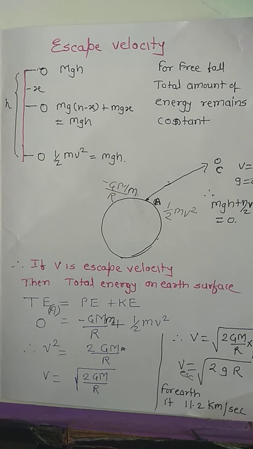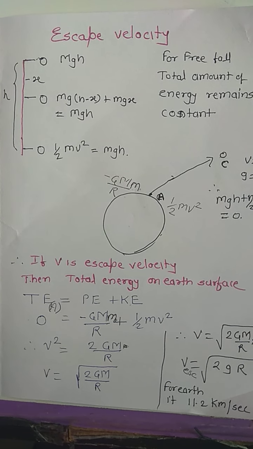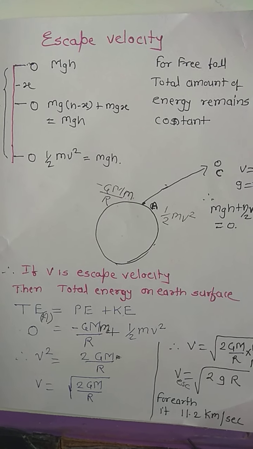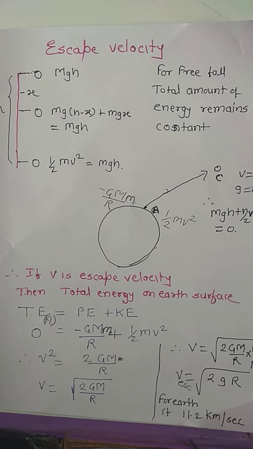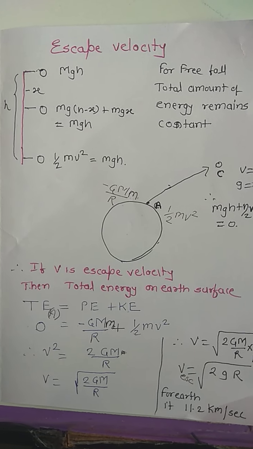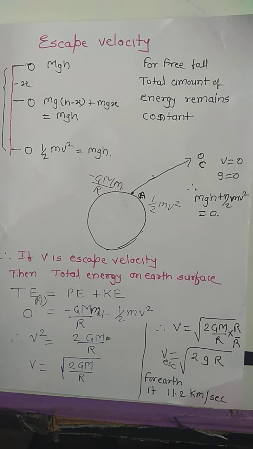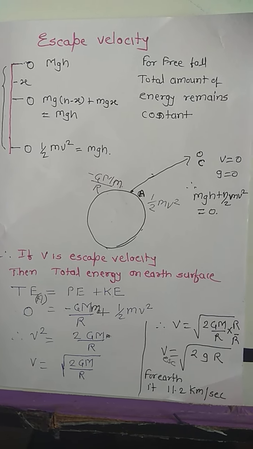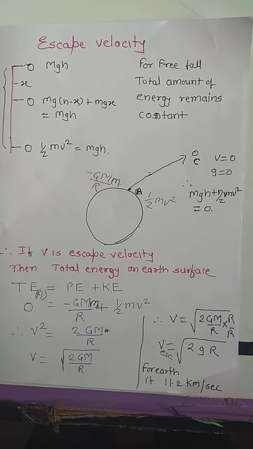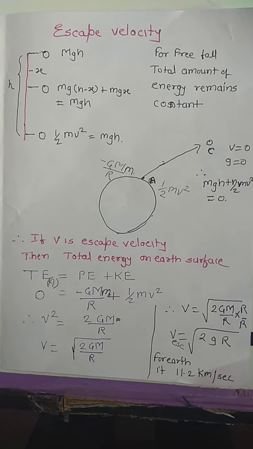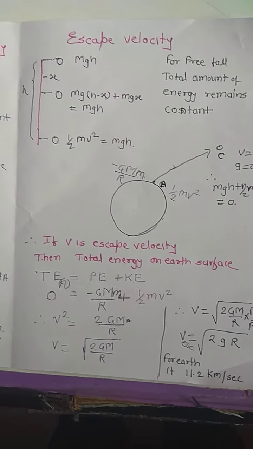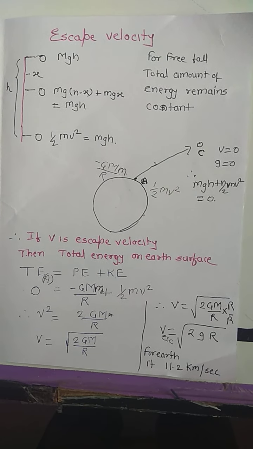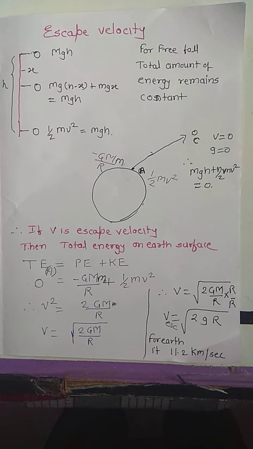We can do an activity. Throw a ball upward with smaller velocity. It will reach a certain height and come back. If we give bigger velocity, it will reach more height and again it will come back. We can throw any object with large velocity such that it will not come back to the earth. That velocity is called escape velocity. The velocity required to escape from the Earth's gravitational field is called escape velocity.